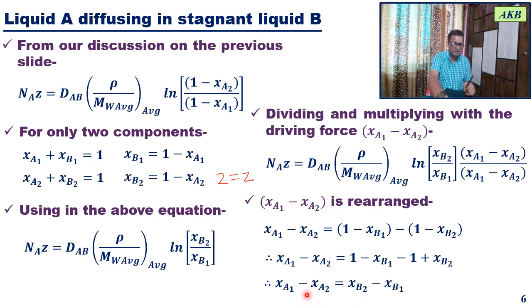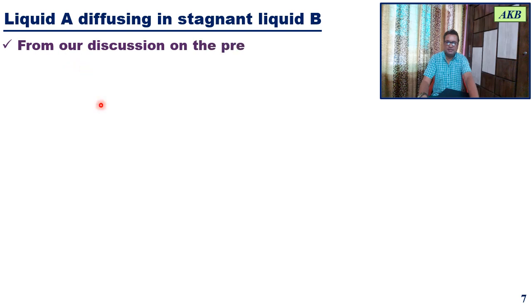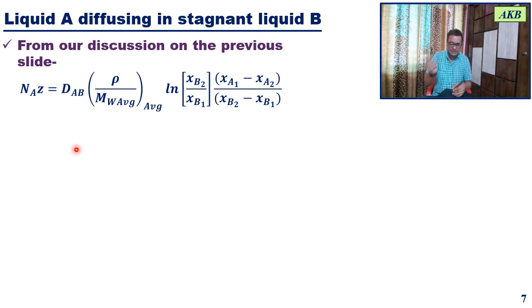So what is the task? Task is replace xa1 minus xa2 in the denominator with xb2 minus xb1. Okay, so from the previous slide, from our previous discussion, you have this equation: Na into Z is equal to DAB rho upon MW average ln of xb2 divided by xb1 into xa1 minus xa2, and in the denominator we have replaced xa1 minus xa2 with xb2 minus xb1. Okay, how the replacement is done, I have discussed that on the previous slide. Now let us move ahead.